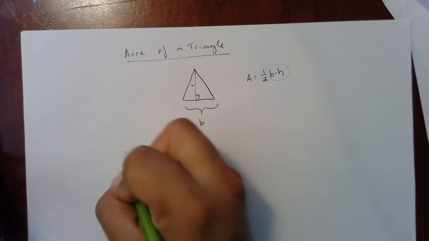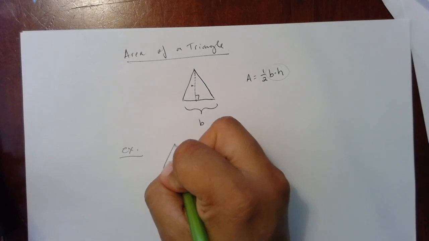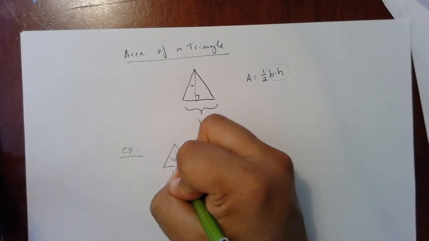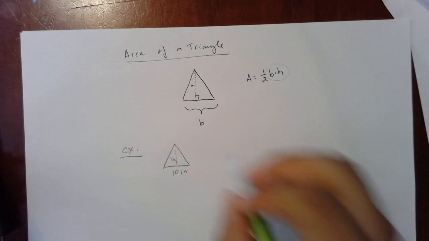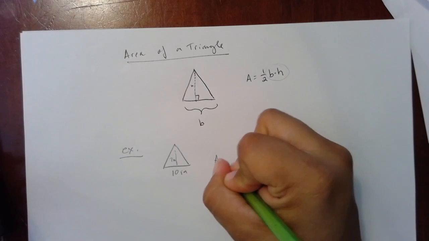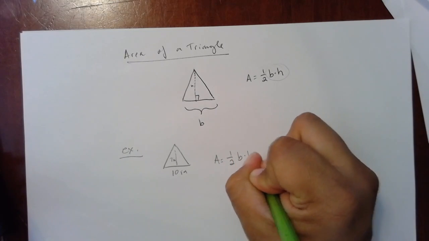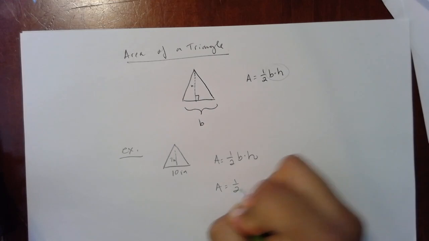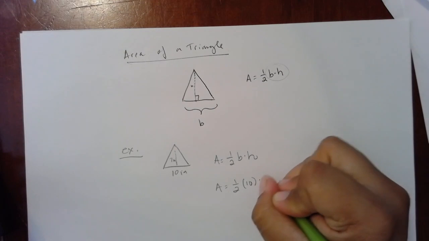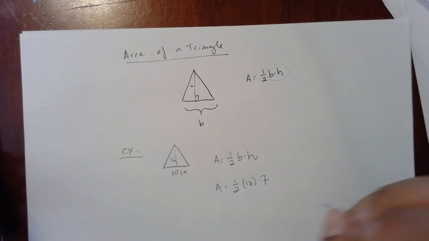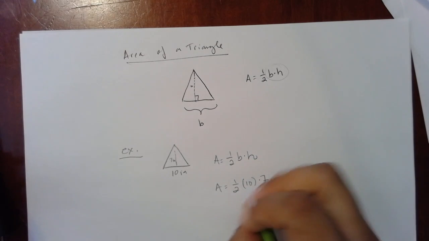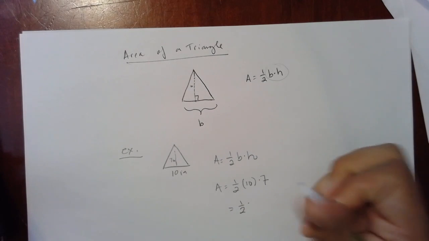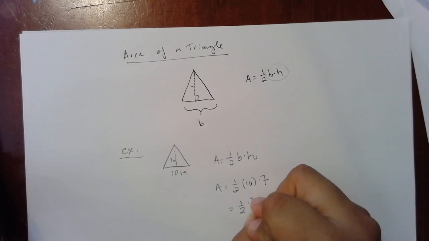So let's do an example here. You have a triangle with base 10 inches and height 7 inches, and you want to find its area. Okay, so to find the area, we go ahead and use our formula, and we substitute, right? So essentially, you're just taking 1/2 of 10 times 7. And because it's inches and inches, inches times inches is inches squared. Area is a two-dimensional thing, right? So 1/2 of 10 times 7.